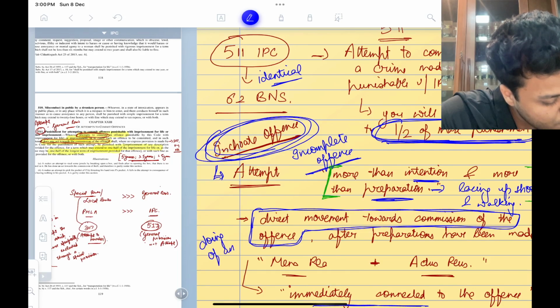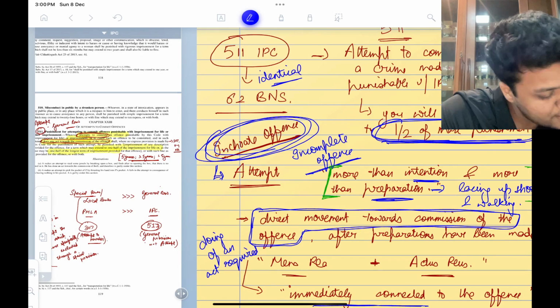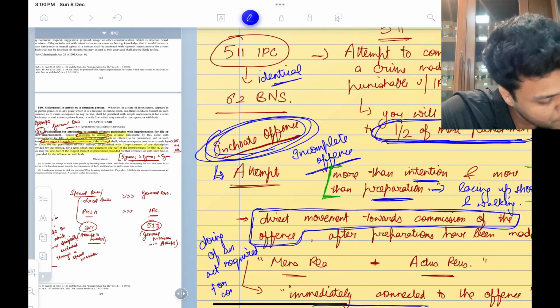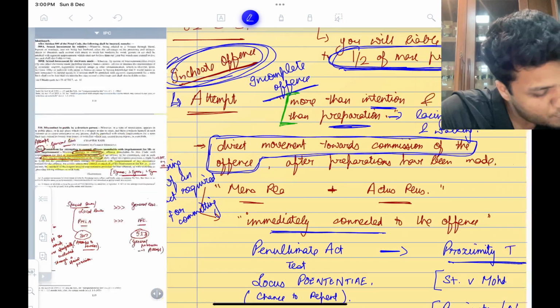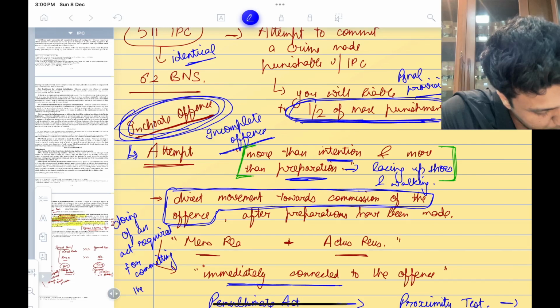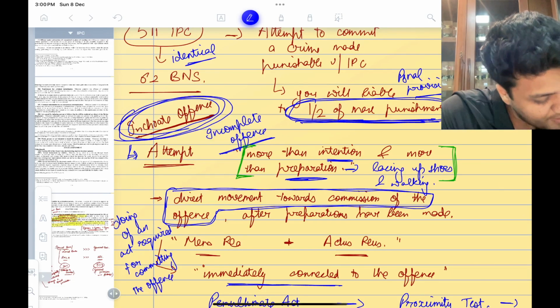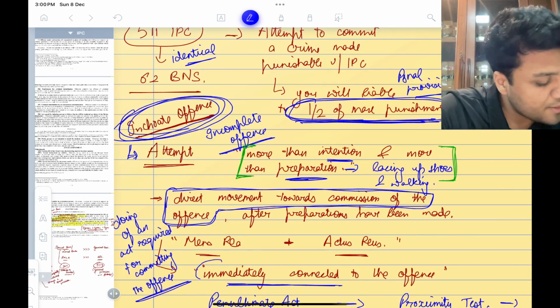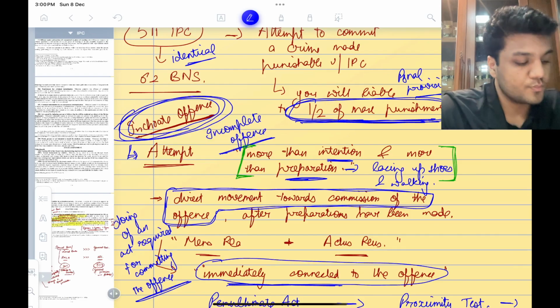which is required for committing the offence, and such act must be immediately connected to the offence, right?